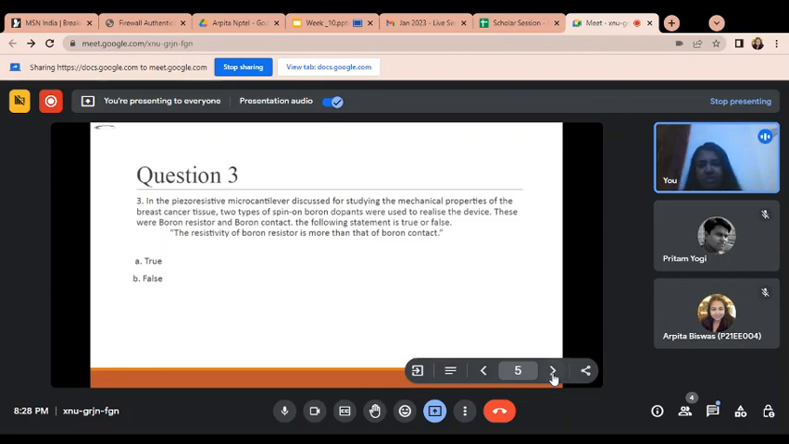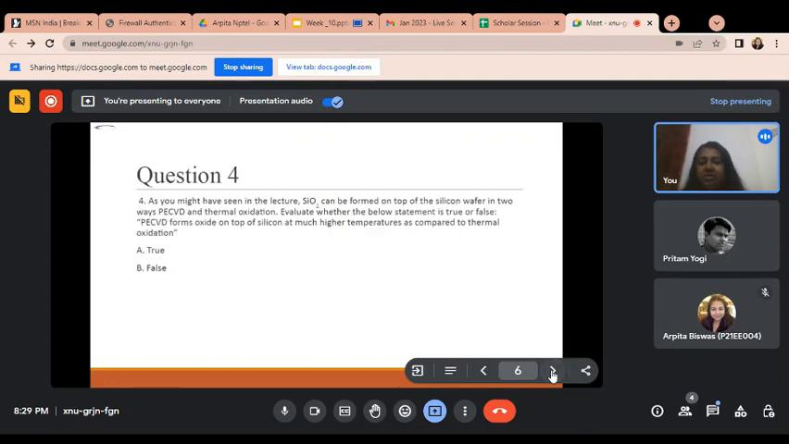Then question number 3 is, in the piezoresistive microcantilever discussed for studying the mechanical properties of breast cancer tissue, two types of spin-on boron dopants were used to realize the device. These were boron resistor and boron contact. The following statement is true or false. The resistivity of boron resistor is more than that of boron contact. So is this statement true or false? True. Yes, it is true.